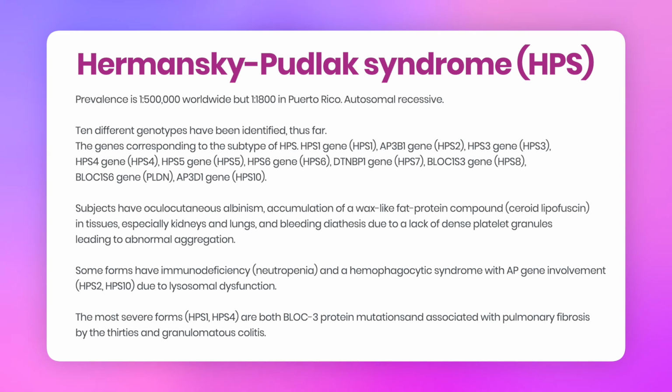Some forms, Hermansky-Pudlak syndrome 2 and 10, have an immunodeficiency component because of neutropenia, and they can get hemophagocytic syndrome. The most severe types, HPS1 and HPS4, are both due to a BLOC-3 protein mutation, and those lead to pulmonary fibrosis and granulomatous colitis. So again, Hermansky-Pudlak has many different types and many different gene associations.